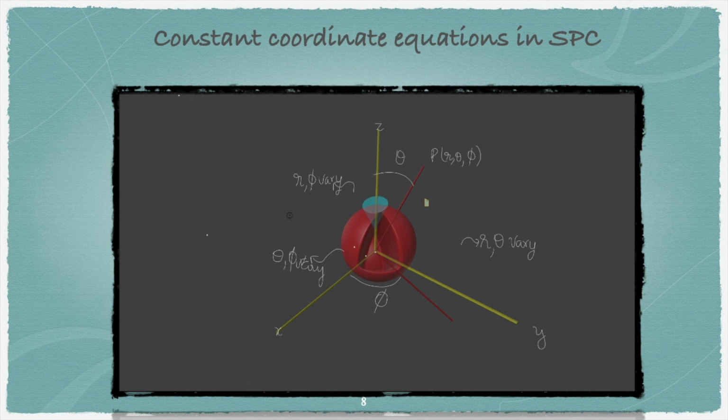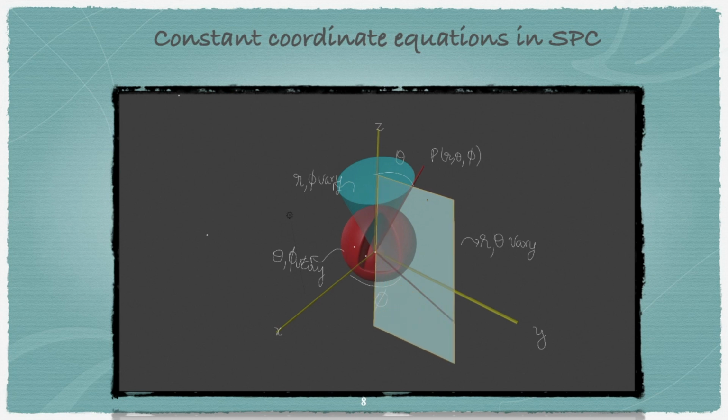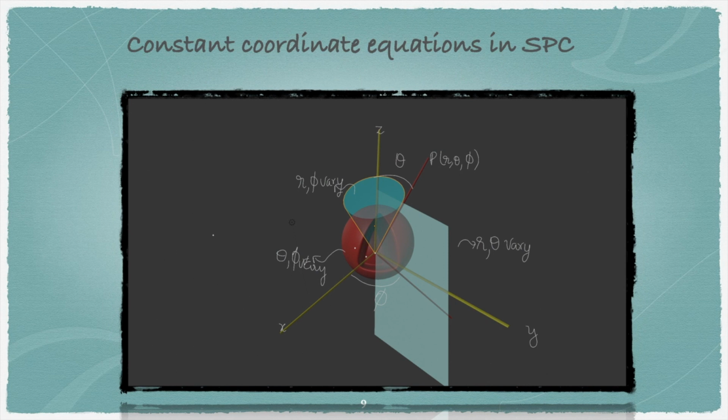So we find that the constant coordinate equations in spherical polar coordinates yield spheres, single cones, and half planes. So that was a brief introduction to spherical polar coordinates and constant coordinate equations in spherical polar coordinates.